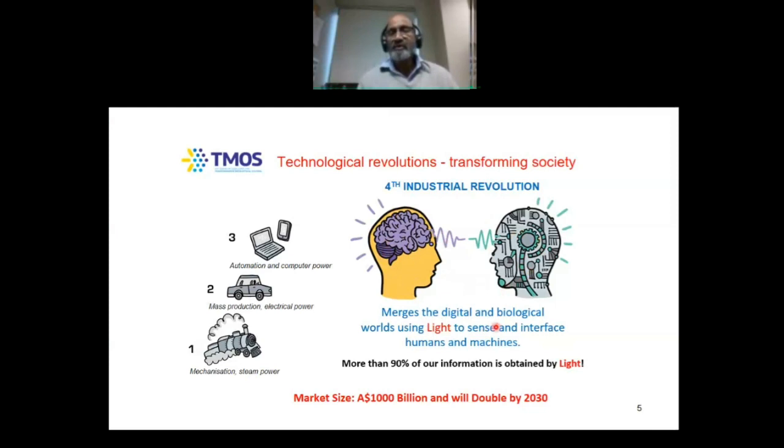And light is going to play an important role because about 80 to 90% of the information we get is through light, to sense and interface humans and machines, for example. So people are predicting that the biological world and human-machine interaction and interfacing will be much more enhanced in the future. Also, light-based technologies are currently about 1 trillion Australian dollars, and people are predicting by 2030 they will be about double that amount of industry activity, indicating that light-based technologies are going to play an important role in the next generation of the fourth industrial revolution.